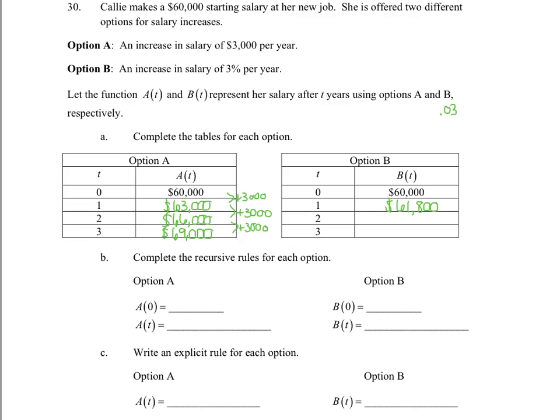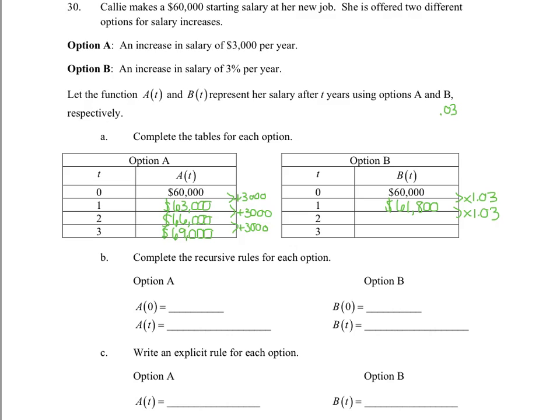Then if we take 0.03 of that and then add that number to 61,800, we'd get our next number, and so on. What this really is is a multiplication of 1.03 every time. So if you think about it, multiplying by 1 is going to give you your original amount. So 60,000 times 1 is going to be 60,000 again. But since we're multiplying by 1.03, we're getting our original amount plus 0.03 of that amount as well.